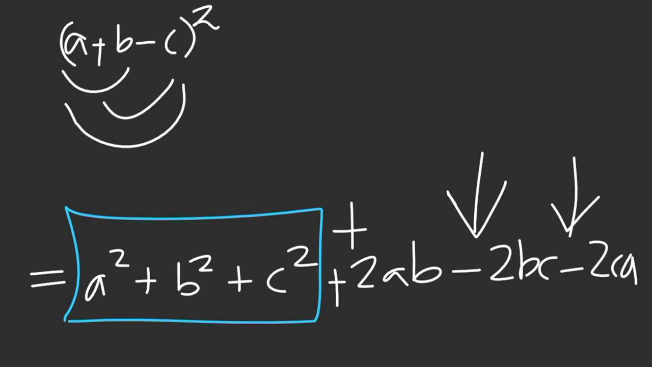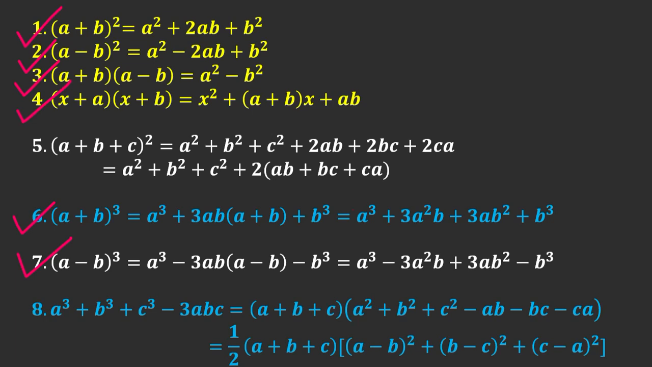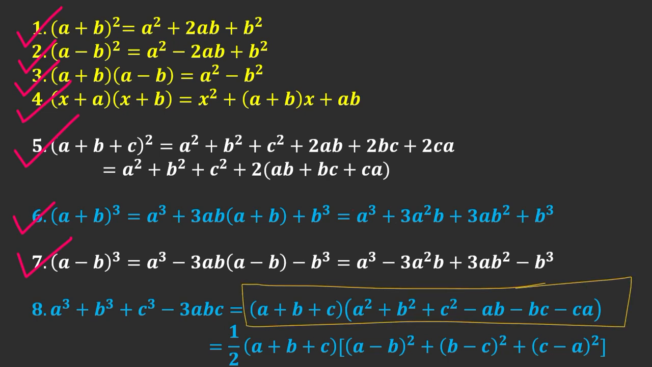Anyway, 7 of the 8 proofs are already done. Number 5 is also finished, only number 8 is left. In 8 we shall do it from the right hand side, and that will be easier for us. We will do it from the right hand side. On the right hand side all we need to do is just multiply it, and let's see how we do it.